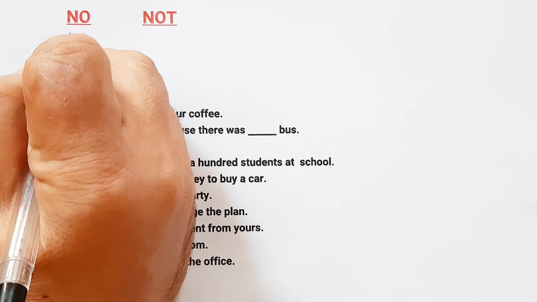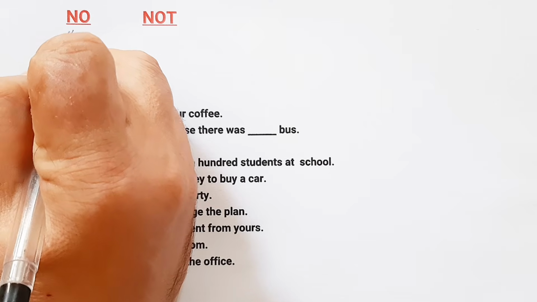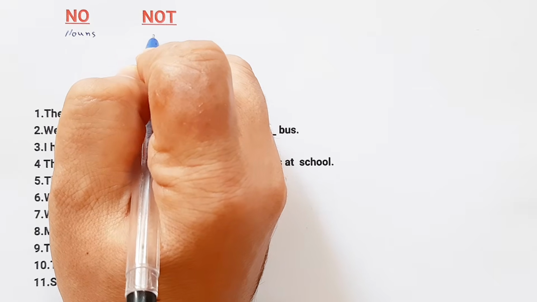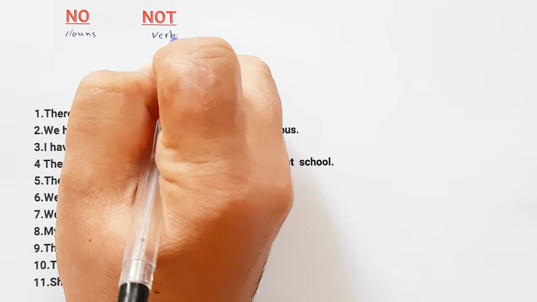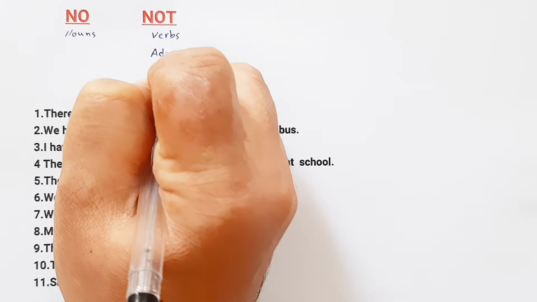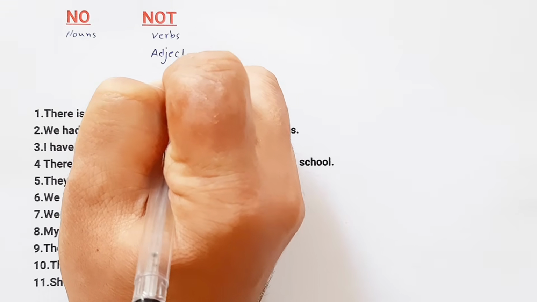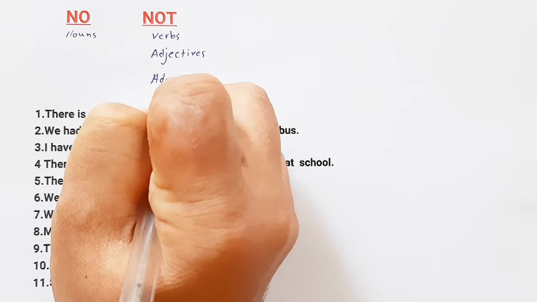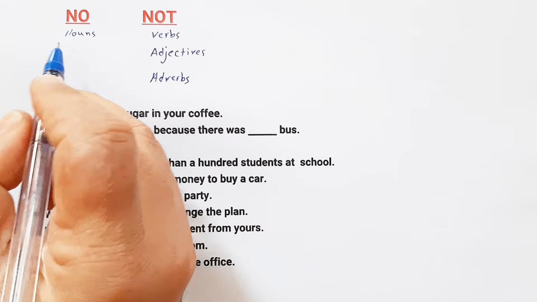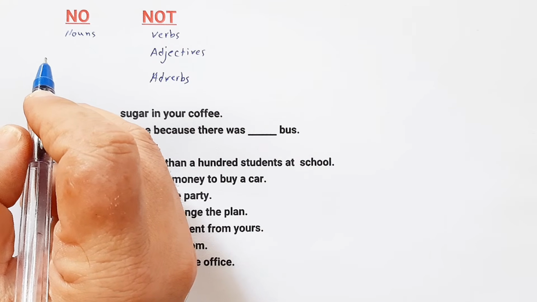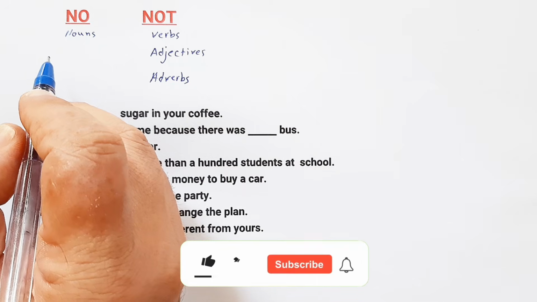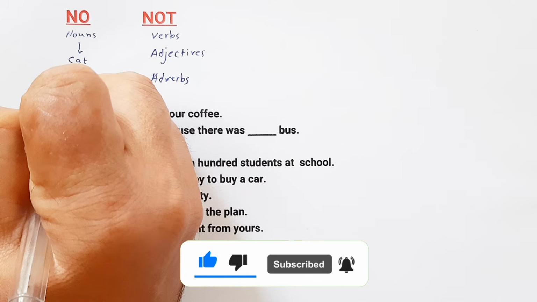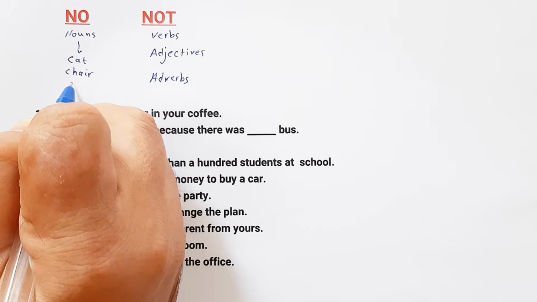No is used for nouns. And not is used for verbs, adjectives, and adverbs. Noun is a word used to identify any of class of people, places, or things. For example, cat, chair, or car.